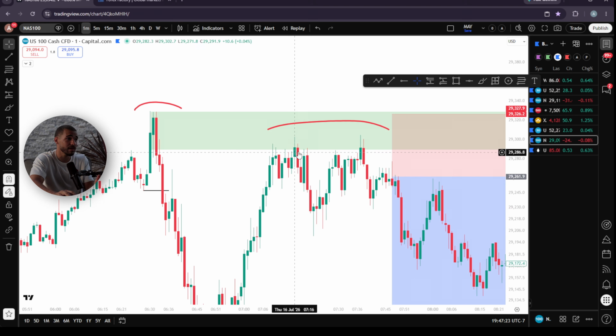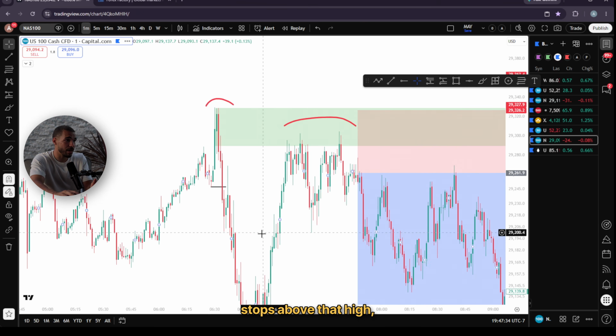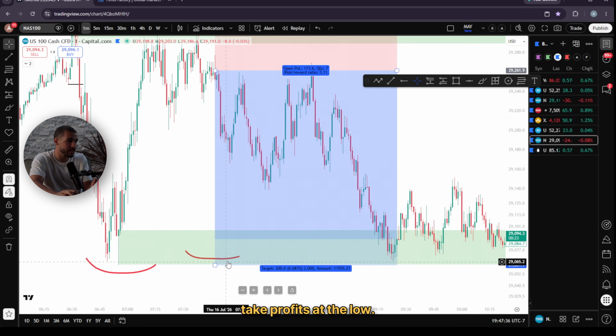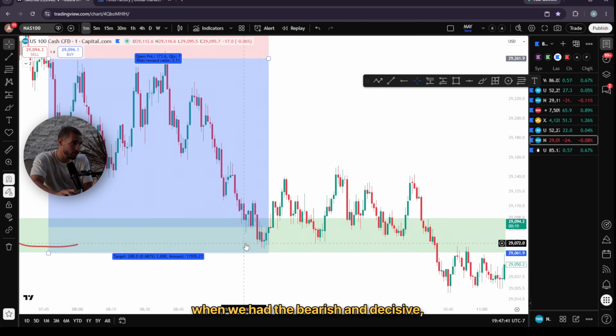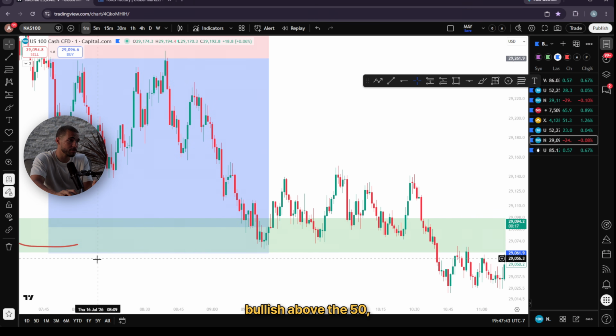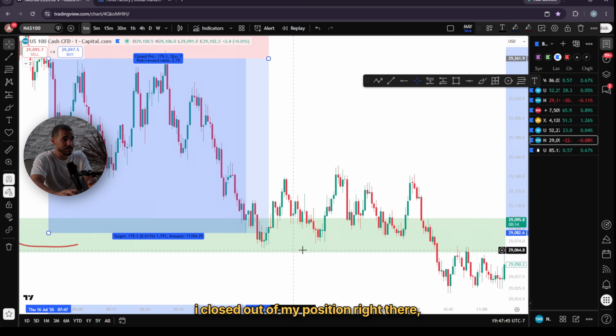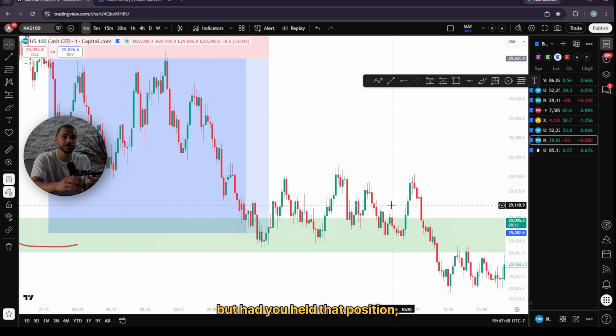But it just shows you guys how many times we get that opportunity. Bullish, indecisive. We had another bullish, indecisive, bearish below the 50 right there. But eventually I get in right around here, stops above that high, take profits at the low. The same reason why I get in is the same reason why I get out. So at this point over here, when we had the bearish, indecisive, bullish above the 50, I closed out on my position right there. But had you held that position, you still would have profited.